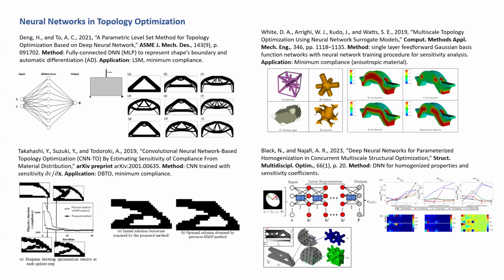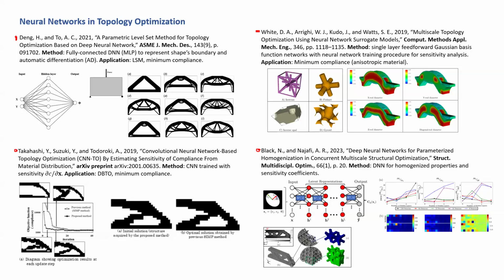The main application of this work is in topology optimization. So we apply the method and we study applications in density-based topology optimization. These are 2 examples of density-based topology optimization application of neural networks on that, and homogenization-based topology optimization.